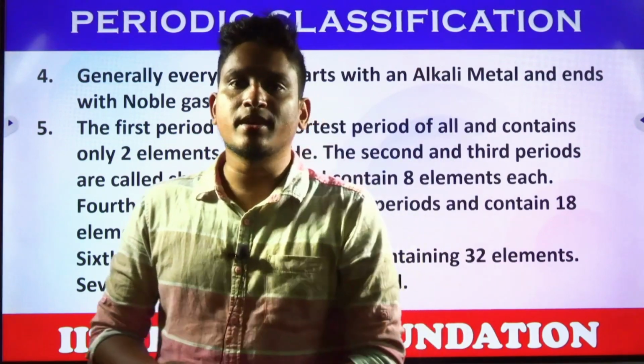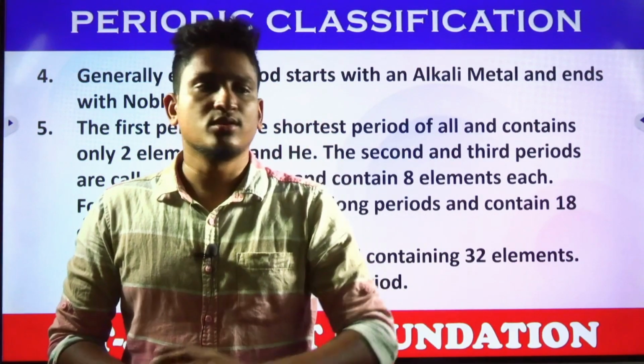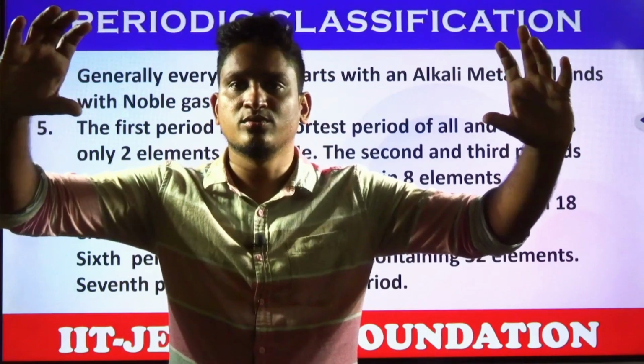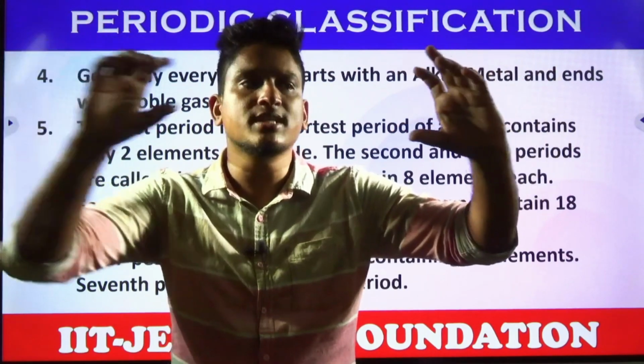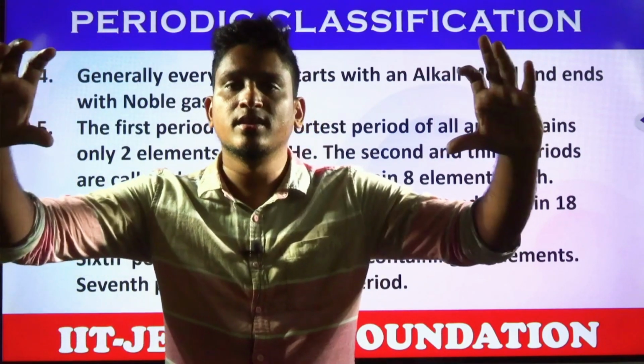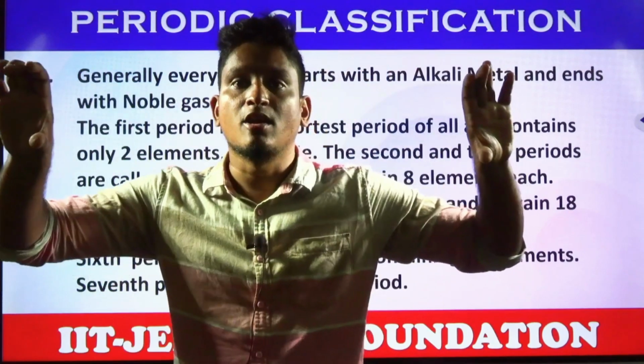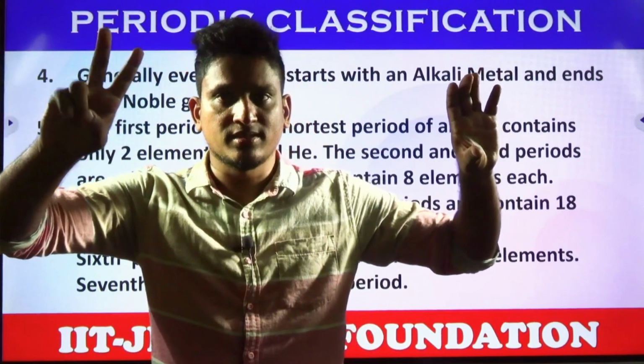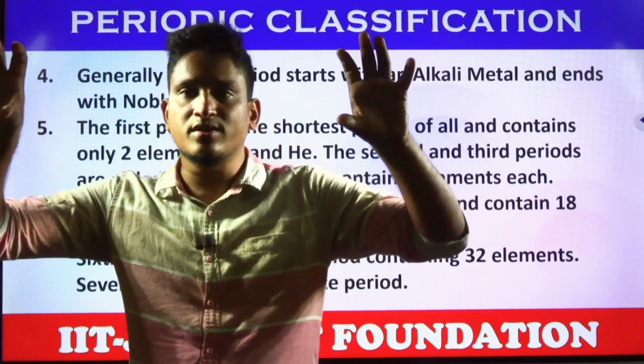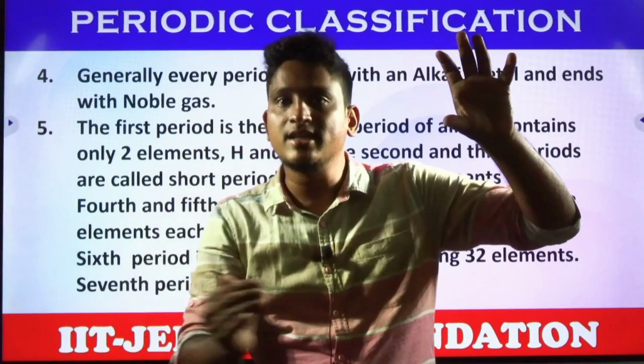1s, s maximum can accommodate how many electrons? 2 electrons. So 1s1, 1s2. Got the clarity? So how many elements can fit under this 1s configuration? 2 elements. That's why in the first period, how many elements are there? Only 2 elements. After filling 1s2, electrons enter into, students, the second shell.